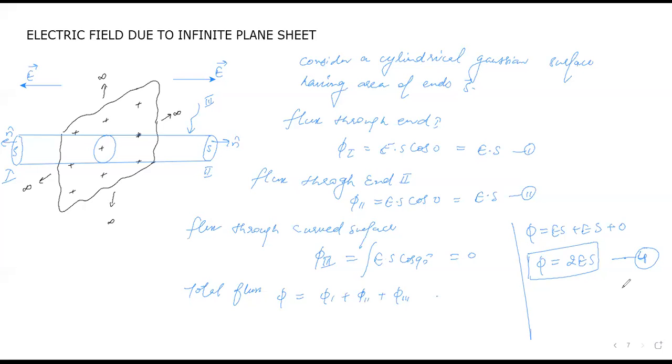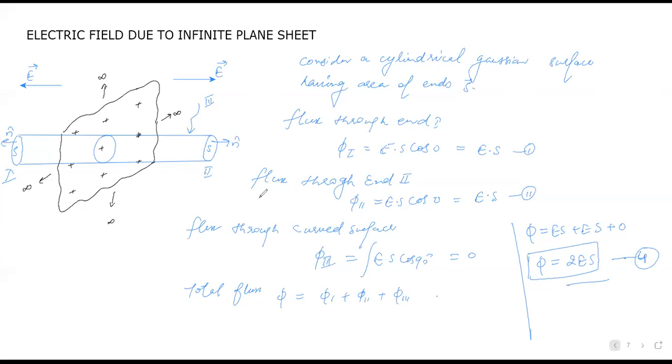Okay. And now we have phi is equal to 2ES. Remember that. Suppose this is your surface, a surface type body. Then the amount of charge present upon this surface is said to be the surface charge density.